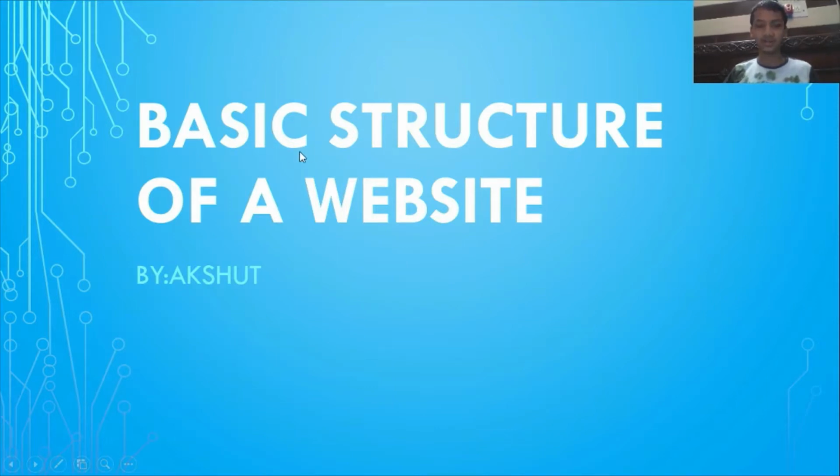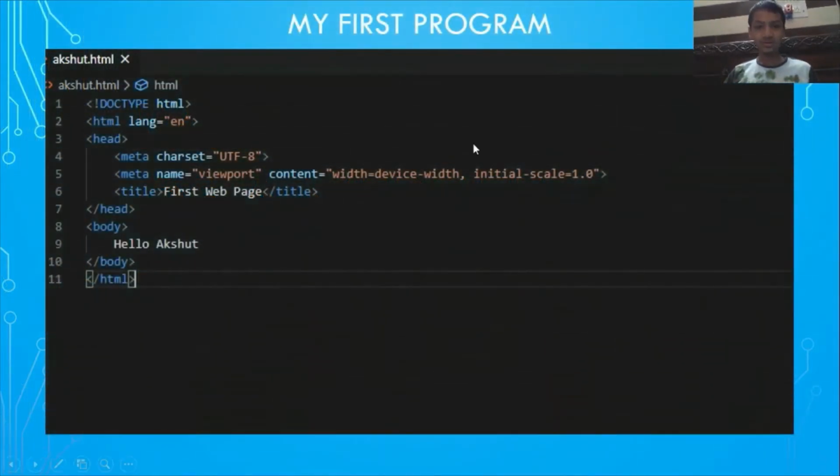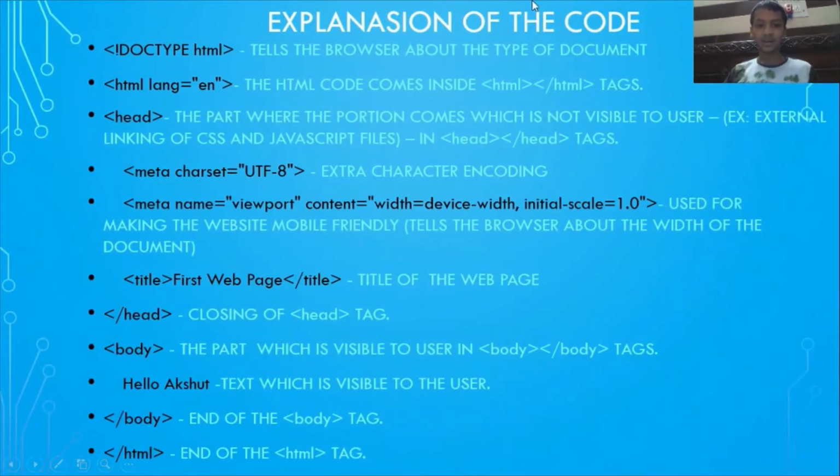Basic structure of a website by Akshat. So this was my first program that I made in the last video. Now I will explain the code which was programmed in the last video. So this is the doctype HTML tag, which tells the browser about the type of document. When we type it and run the code, this will tell the browser that this file is an HTML file.